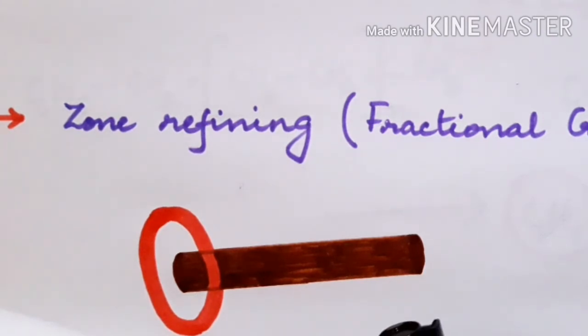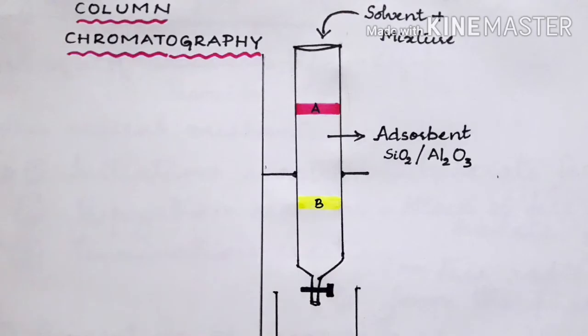As the metal moves forward through the circular heater, the impurities get deposited at the rear end, and this process is repeated several times to get the impurities at the end.